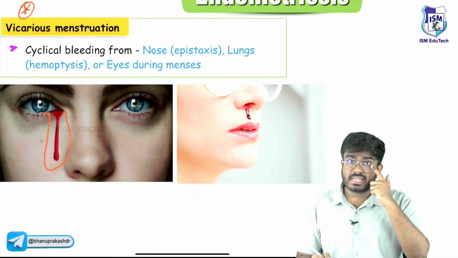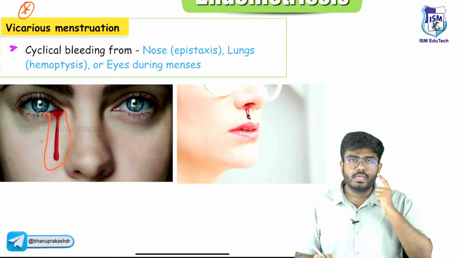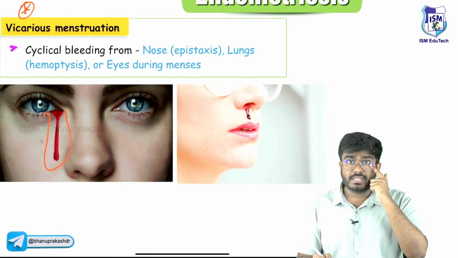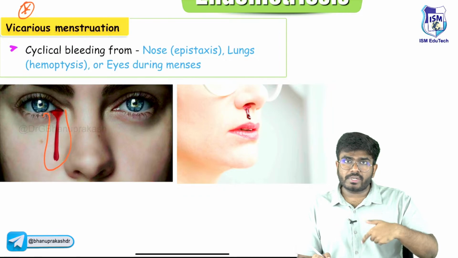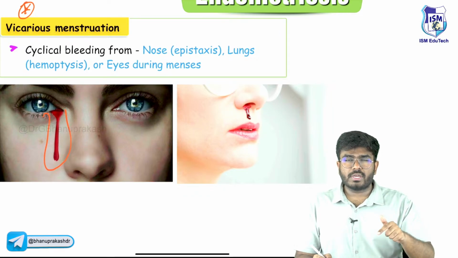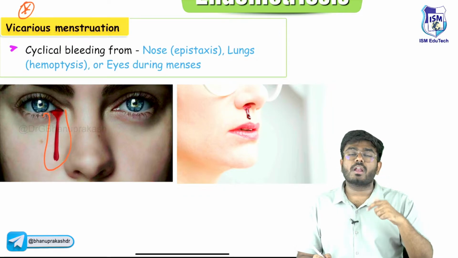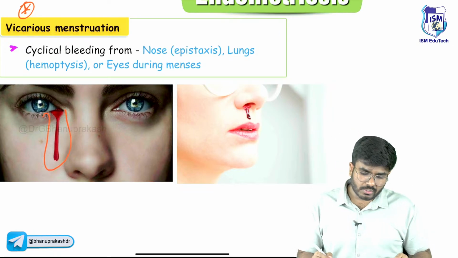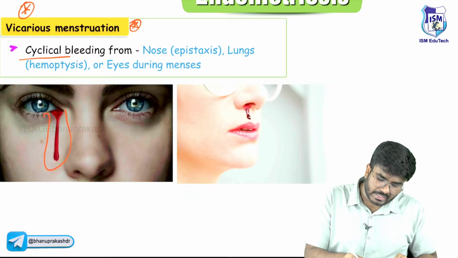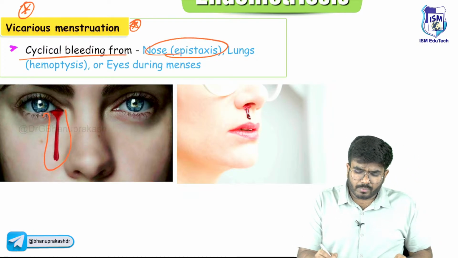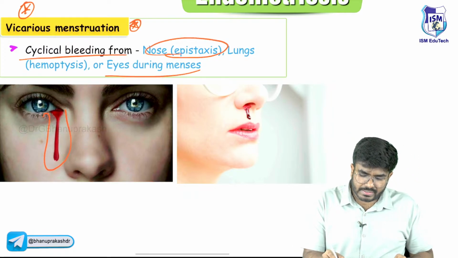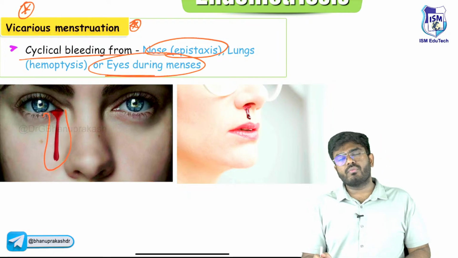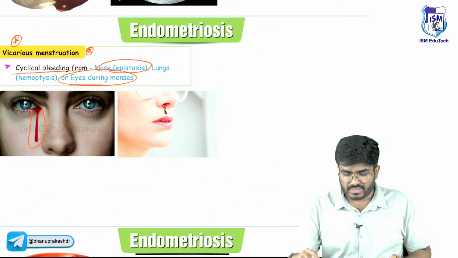See, endometriosis is happening in her eyes. So that endometrium is also going to shed. The same endometrium through the uterus and the endometrium through her eyes are all shedding at the same time. That's causing the little bleeding. This is called vicarious menstruation. So cyclical bleeding can occur from the nose or from the eyes exactly at the time of menses. That's called vicarious menstruation.